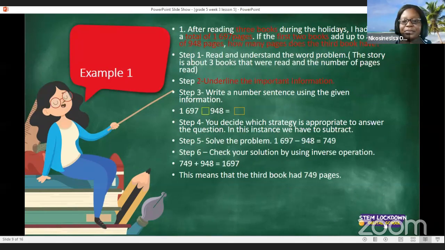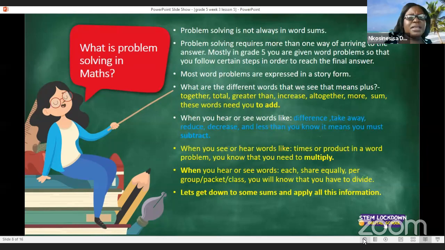So the steps, what is problem solving in math? Problem solving is not always in word sums, but mostly you're going to get it in word sums. Problem solving requires more than one way of arriving at the answer. So it's not straight like 2 minus 1 equals 1. So you'll be given a problem. John went to buy 2 sweets, and then you'll be given a story, and then you have to take out the important information from there.